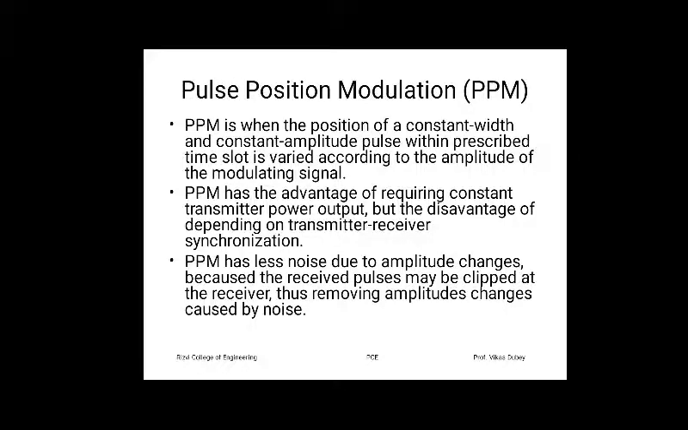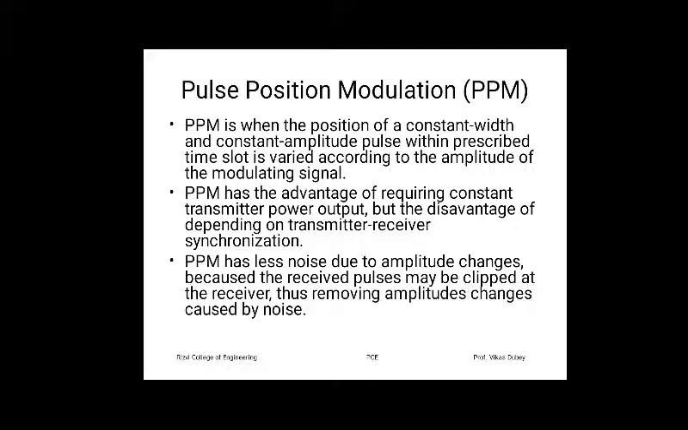Pulse position modulation, we will continue with that. So pulse position modulation is when the position of the constant width and constant amplitude pulse within a prescribed time slot is varied. So the position of the constant width and constant amplitude pulses is going to change, keeping amplitude and width constant, with respect to the amplitude of the modulating signal.